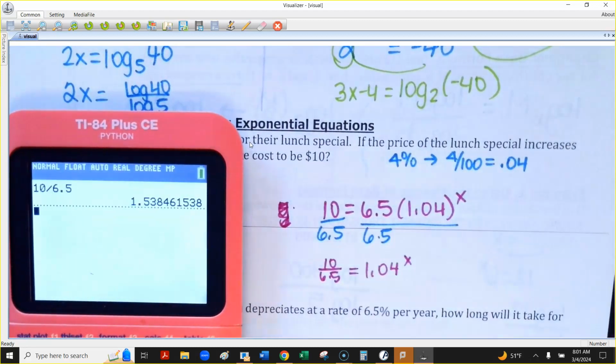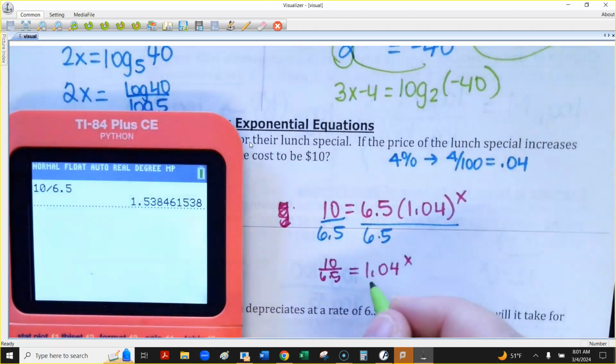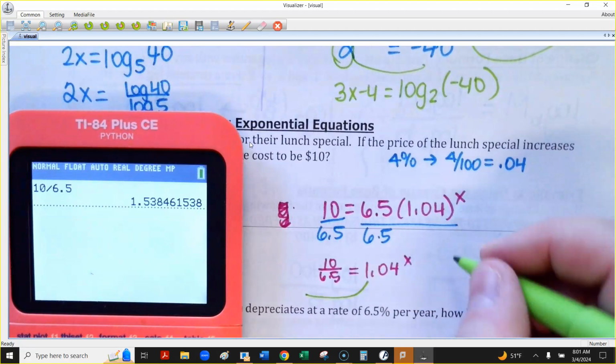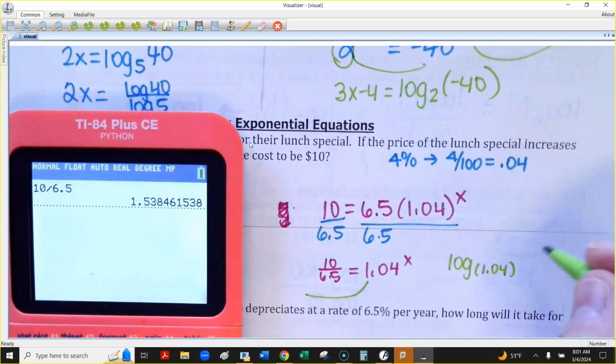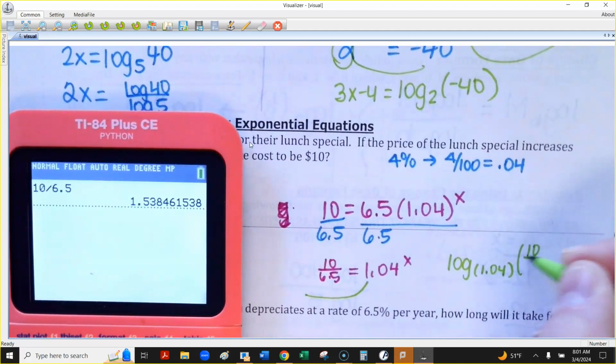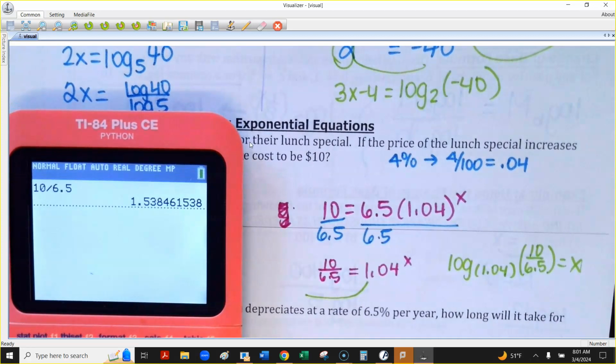All right, totally up to you. We can take the log of both sides and then divide by the log of 1.04, or we can convert it to a log, whatever your preference is. But the only way to solve this is to use the log to get that exponent out of being an exponent. So I'm just going to drag the 1.04 down to the other side. The log would have 1.04 as the base, and 10 divided by 6.5 would be what we're taking the log of if you convert to log form.